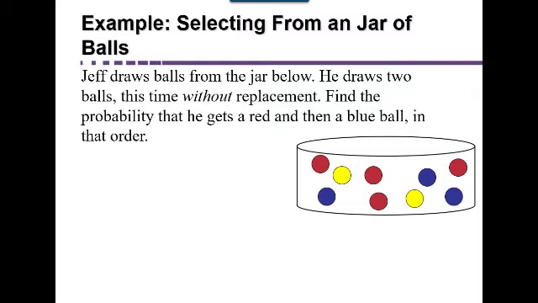Okay, so here we have a jar full of balls of different colors, and it says Jeff draws balls from the jar below. He draws 2 balls without replacement. Find the probability that he gets a red and then a blue ball in that order. All right, so we want to know the probability that he gets a red and a blue ball in that order. And why is it significant that it says without replacement?